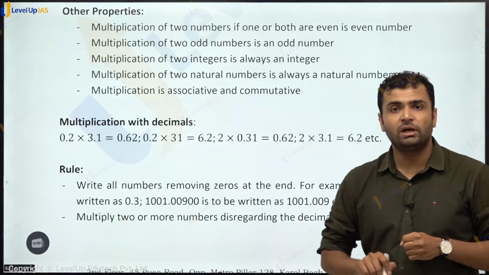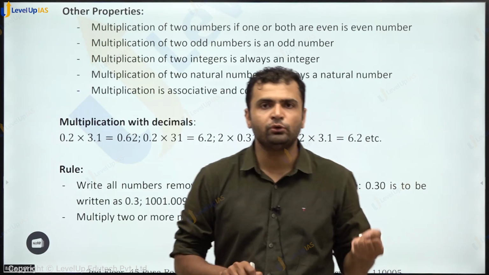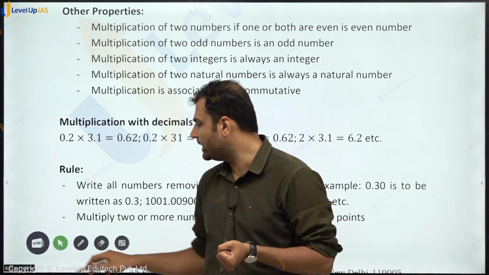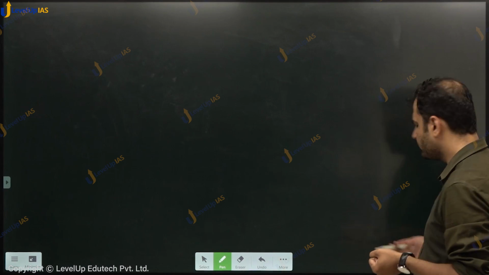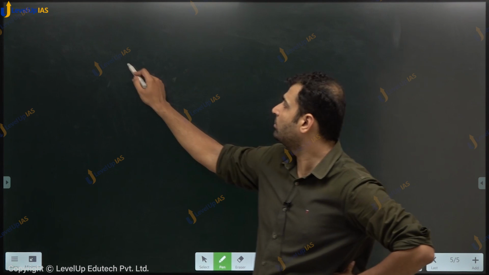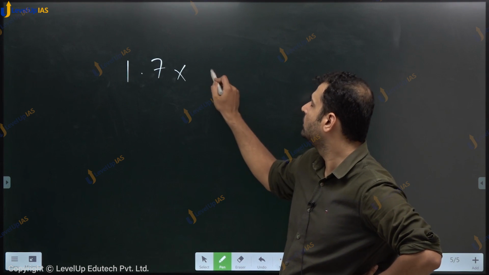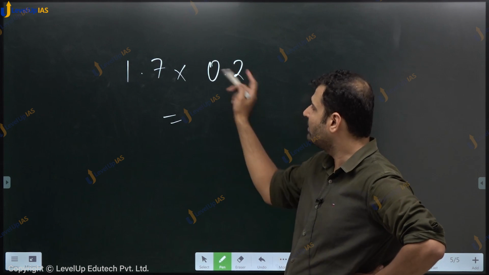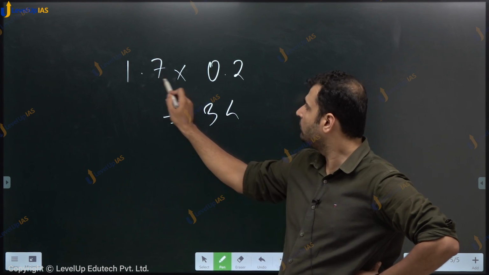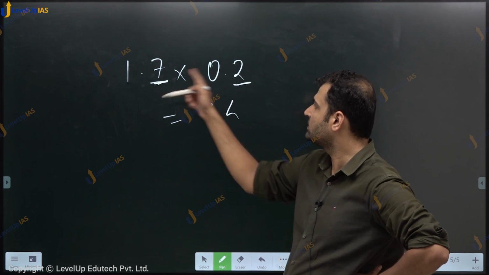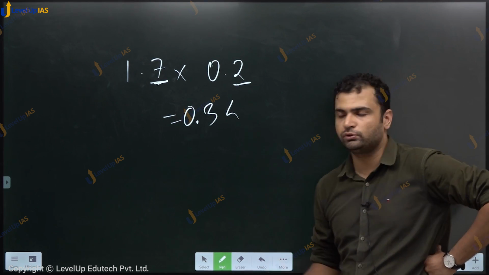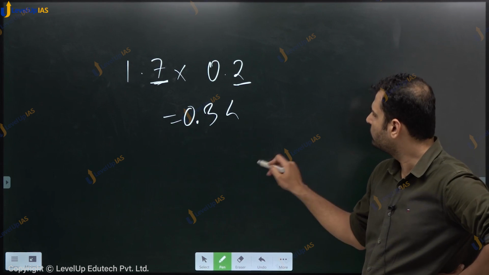This is important, multiplication with decimals, and again I hope you are familiar with it from your school days. If you want to multiply, for example 1.7 into 0.2, we forget that there are decimals. We multiply 17 2s are 34, and we count the digits after the decimal, 1, 2, and we put the decimal at that position. Again, let us take a few more examples.